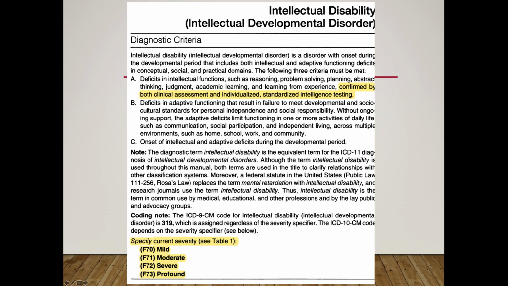The deficits result in failure to meet developmental and sociocultural standards. So again, a 4-year-old will probably fail or score very low on an IQ test because they're 4. That's normal. And different cultures have different expectations for those developmental milestones, so we take that into consideration. As I mentioned before, you would specify mild, moderate, severe, and profound, and there's a table in the following pages that gives you examples of each. Mild means they're able to care for themselves but need some support, and profound means they need 24-hour care. This would be someone who, left unattended, might not be able to feed themselves.